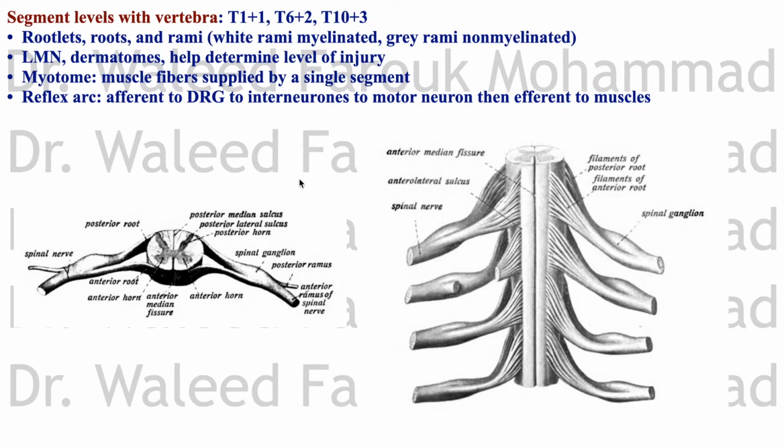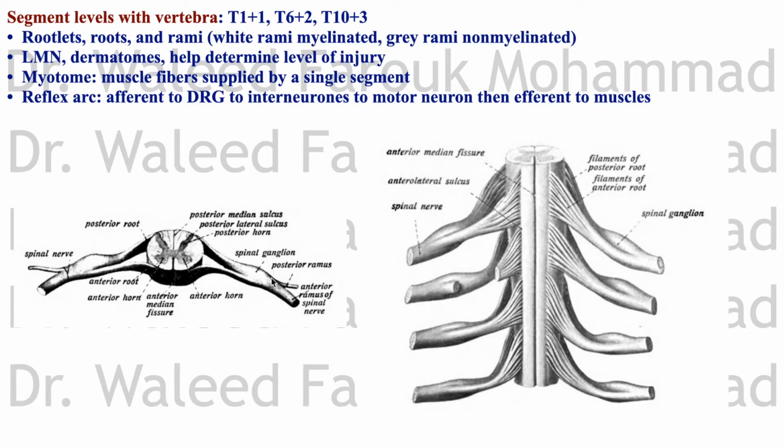vertebra. We talked about the rootlets and the roots. Now, I want you to recognize the difference between rami and roots. See, this is a dorsal root here. This is a ventral root. They unite together to form the spinal nerve, and there's a bulge, or swelling, on the dorsal root. It's called the dorsal root ganglion.